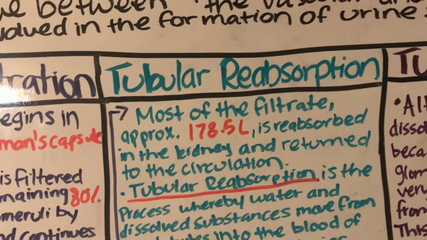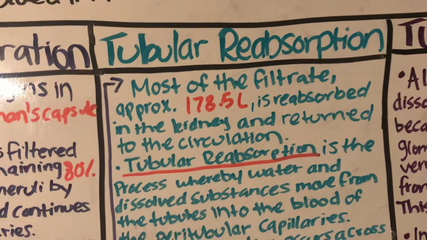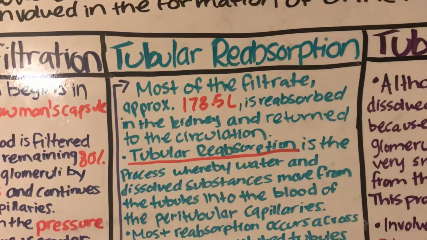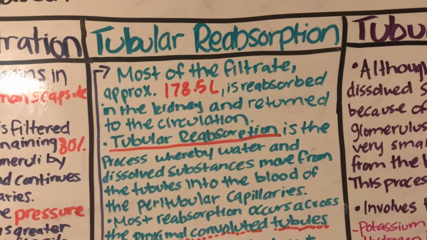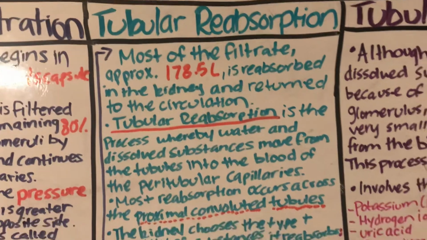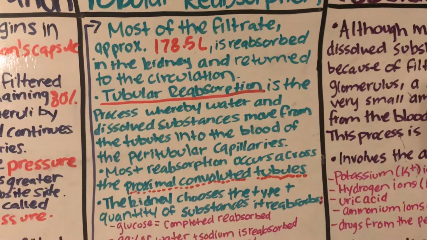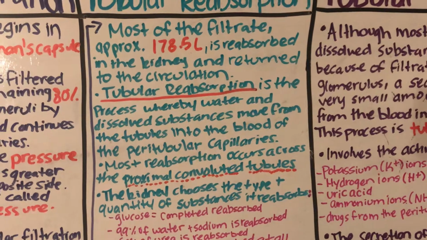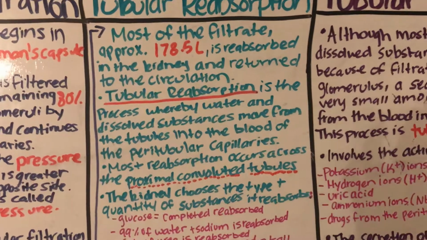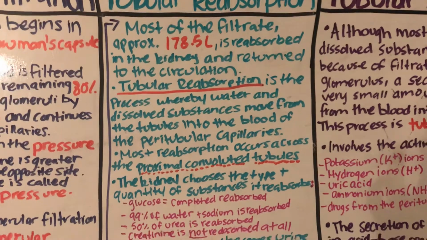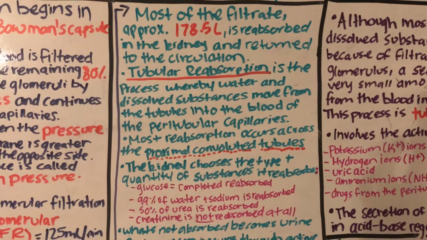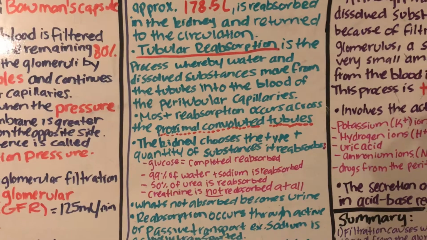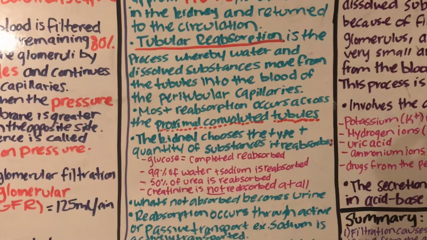Tubular reabsorption occurs. Most of the filtrate, approximately 178.5 liters, is reabsorbed in the kidney and returned to the circulation. Tubular reabsorption is the process whereby water and dissolved substances move from the tubules into the blood of the peritubular capillaries. Most reabsorption occurs across the proximal convoluted tubules. So the kidneys choose the type and quantity of substance they reabsorb.